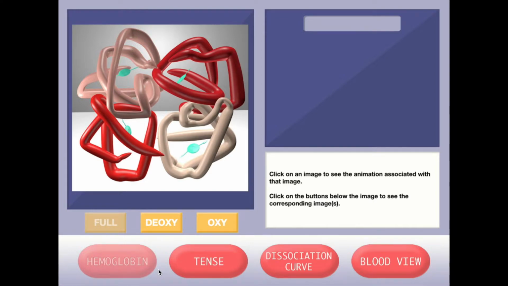Welcome to the blood gas simulation. In this simulation, the role of hemoglobin in carrying and releasing oxygen gas in the bloodstream is investigated. The simulation has 4 parts.